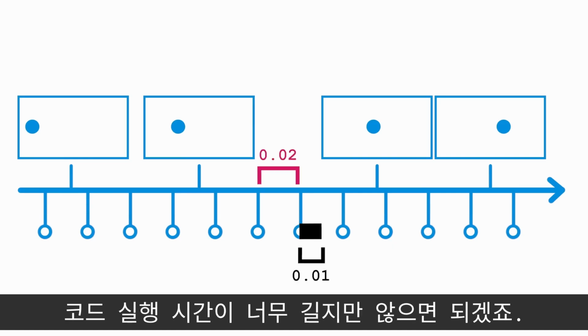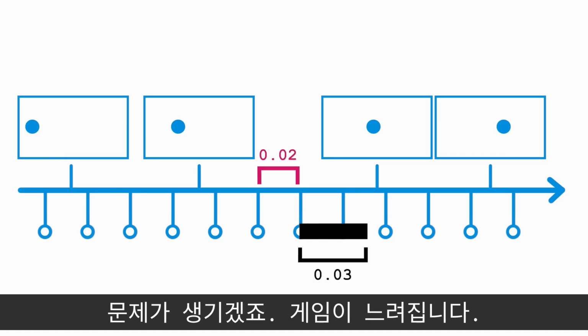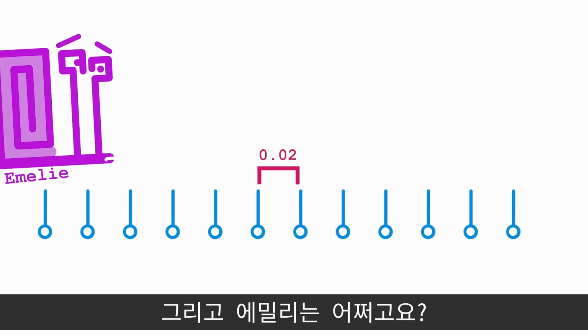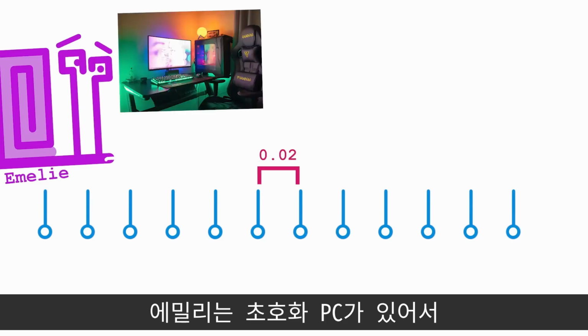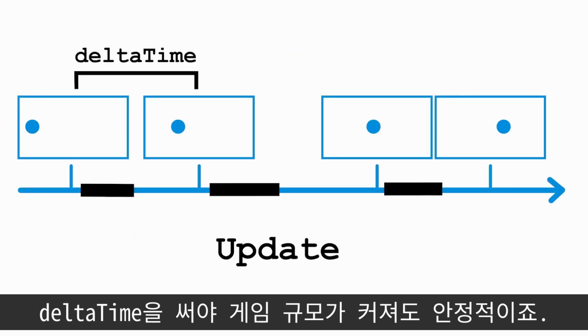Well, actually that is a valid coding style as long as our code doesn't take too long to execute. But if it takes longer to execute than our fixed DeltaTime, then we are in trouble, because then our game starts slowing down. Also, what about Emily with her high-end gaming PC? Maybe she wants to run the game at a higher frame rate than the random number you decided on. So that's why usually using update and DeltaTime is the more resilient and scalable system.